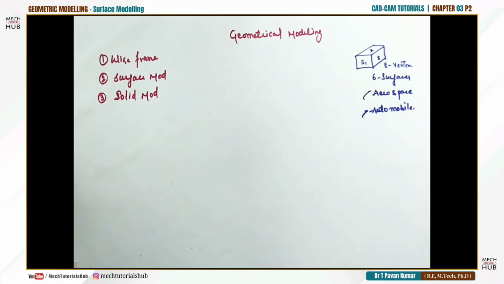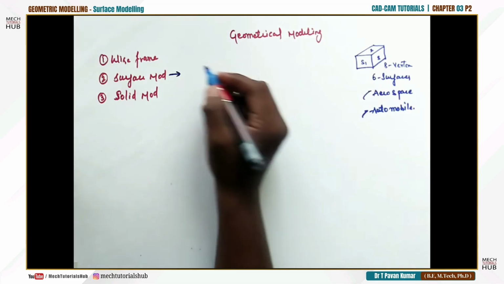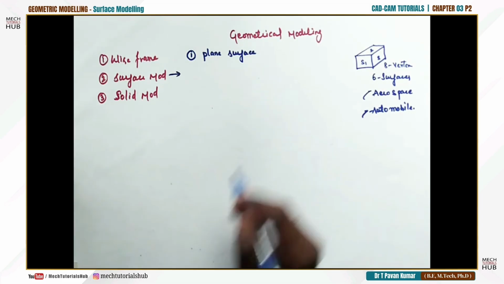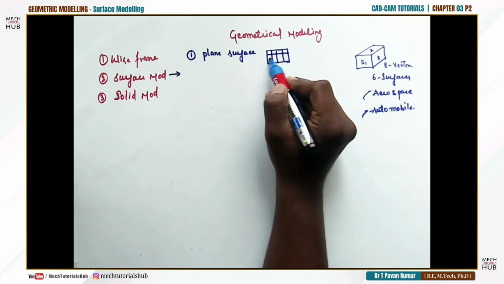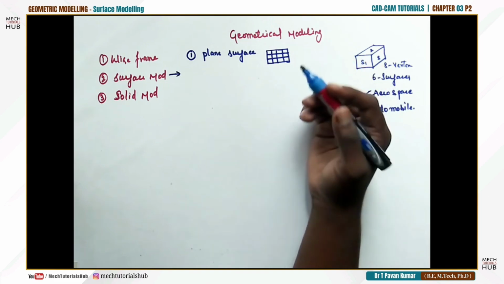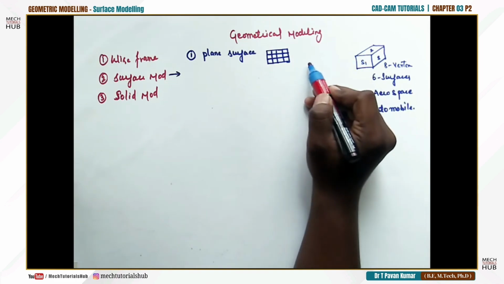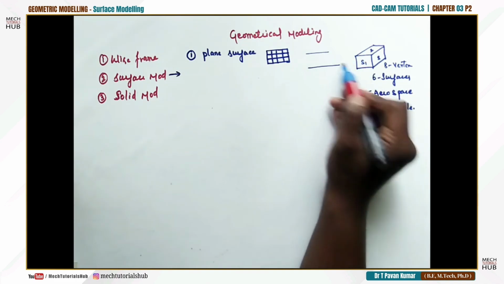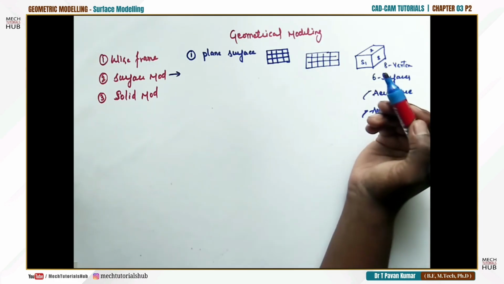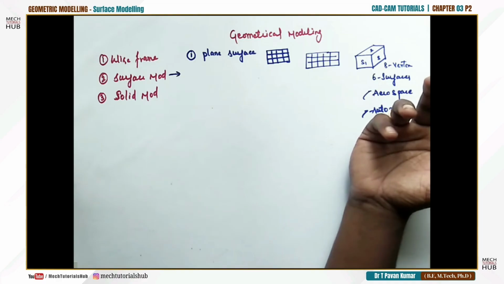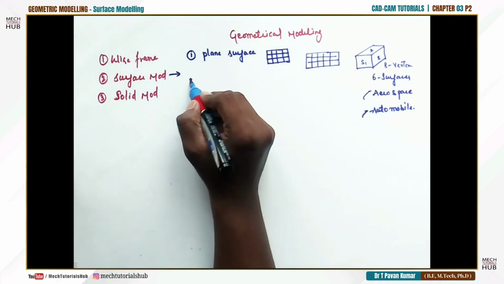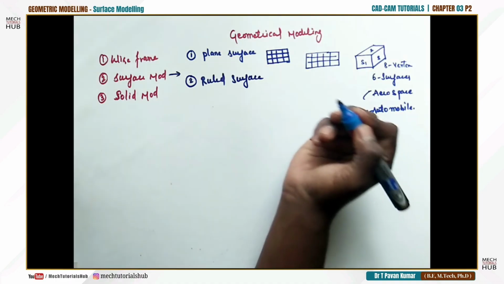Now, surface modeling is of many types. Number one is the plane surface, which is represented something like this. It is not compulsory that it needs to be an exact rectangle or exact square. If I add a surface in between two lines, it is going to be linear. The plane surface is the simplest surface and requires only some control points. Now the second one is the ruled surface.